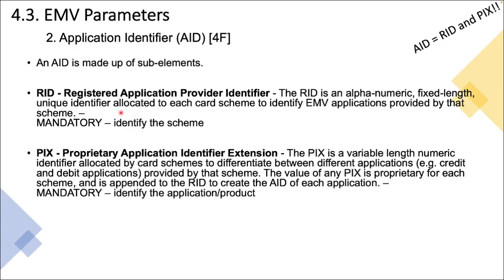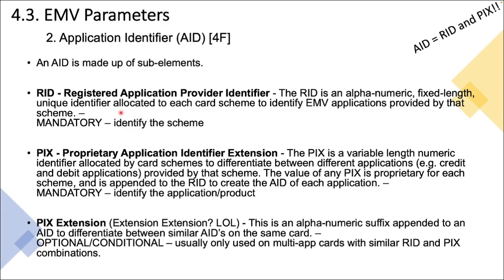The second part of the AID is something called a PIX, okay, Proprietary Application Identifier Extension. The PIX is a variable length numeric identifier allocated by card schemes to differentiate between different applications, for example, credit and debit applications provided by that scheme. The value of any PIX is proprietary for each scheme and is appended to the RID to create the AID of each application. Okay, so what we're trying to say here, in a nutshell, firstly, when constructing the AID, the PIX is compulsory, it's mandatory, right? Unlike the RID, which identifies a scheme, the PIX identifies the product, right? So RID says, is it MasterCard, is it Visa, and the PIX says, is it debit, is it credit, is it prepaid, is it Electron, etc.